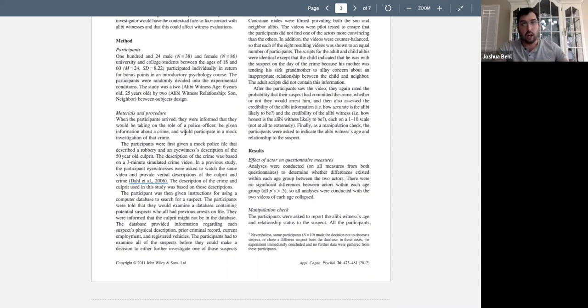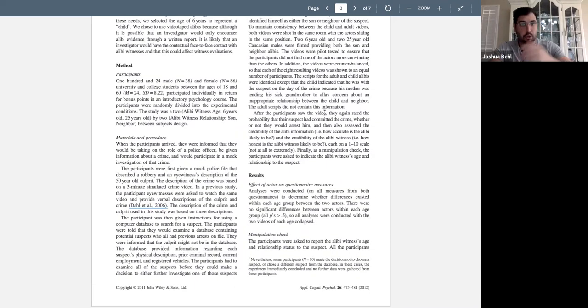And so by the end of this, right after the participants saw the video, they again read the probabilities that the suspect committed the crime, and so on. Finally, as a manipulation check, the participants were asked to indicate the alibis, witnesses, age, and relationship. So it literally goes through the entire thing from the time someone walked in the door to the time they leave. If it's a survey, you say the survey is presented in this way. This variable is measured with these questions. This variable is measured with these questions, right?